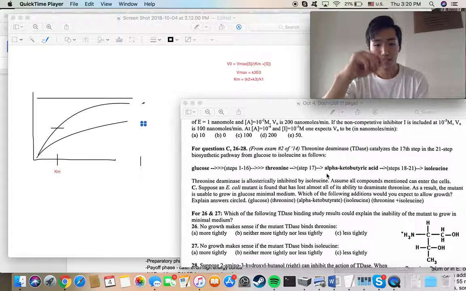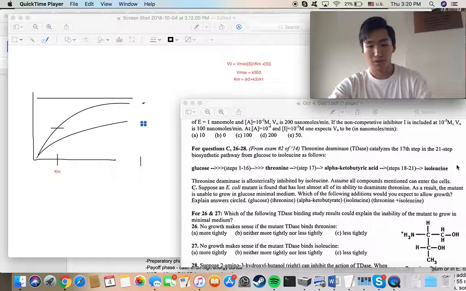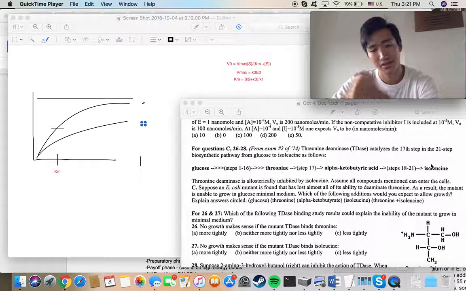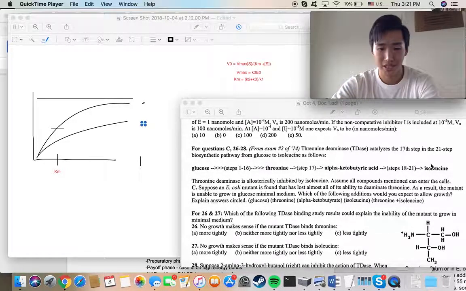Right? All right, so there's a mutant that can't perform step 17, deaminate threonine. As a result, it can't grow. So which of the following additions would you expect to allow growth? So it's basically asking you, you're held up at this step in the pathway, how do you get to the end product? You can do all these steps, which means you could add alpha-ketobutyrate, or you could just add the end product, isoleucine. Or you could add threonine and isoleucine just because threonine's irrelevant, right? It'll just be held up over here.